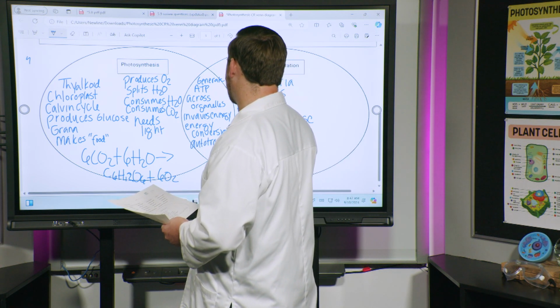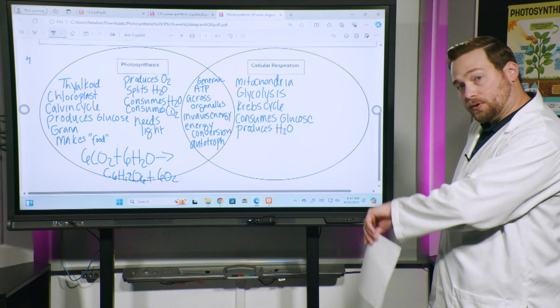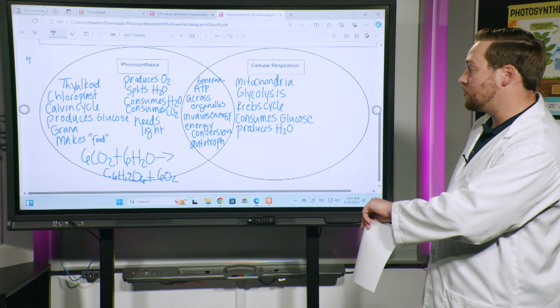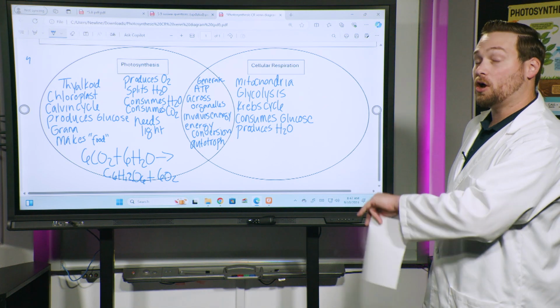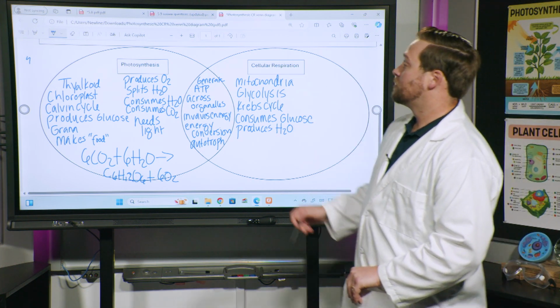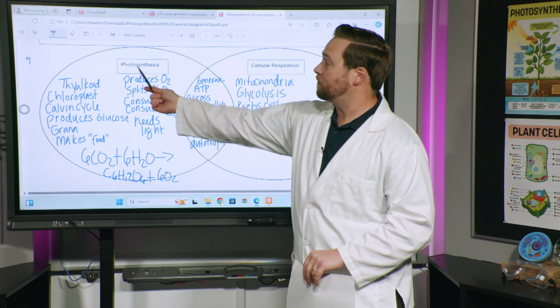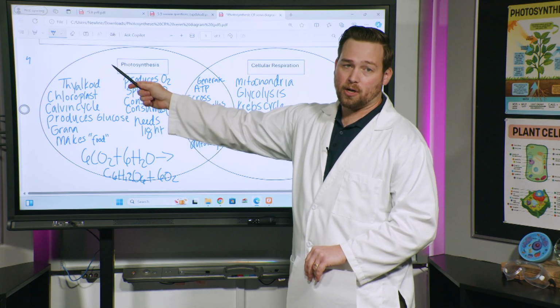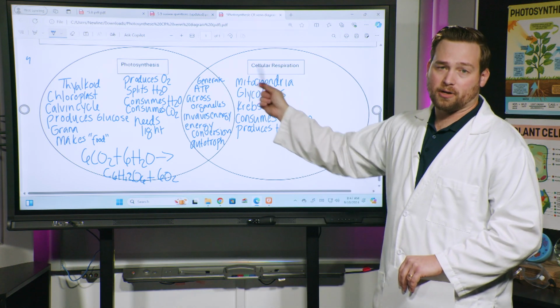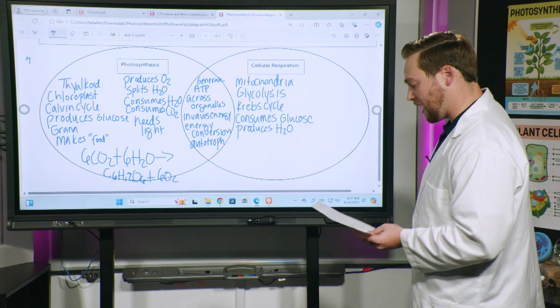So I kind of mentioned this earlier. Autotrophs, they can make their own food, they can make that glucose, but that glucose doesn't do much for them unless they turn it into ATP. So plants, cyanobacteria, algae, they do photosynthesis to make glucose, but then they also do cellular respiration to turn that glucose into ATP. Okay, great.